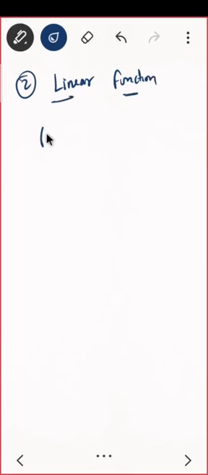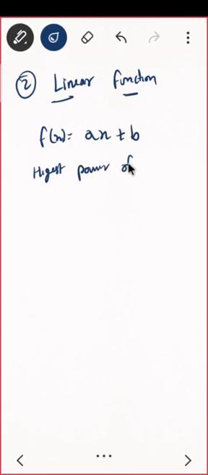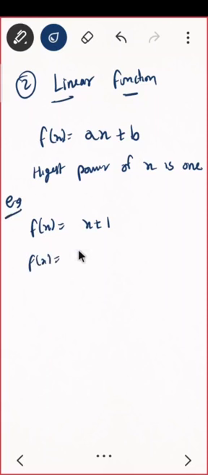The next comes linear function. What do you mean by linear function? If I write my function f of x equal to ax plus b form, that is, highest power of x is 1. Highest power of x is 1. Correct? Then the function is called linear function. That means, let us say example, f of x equal to x plus 1, or say f of x equal to 2x plus 3. This is also a linear function. You just need to see the degree, highest power of x, that is 1 here.